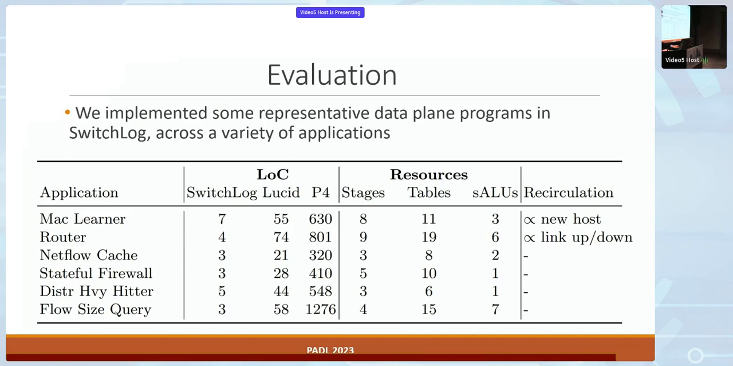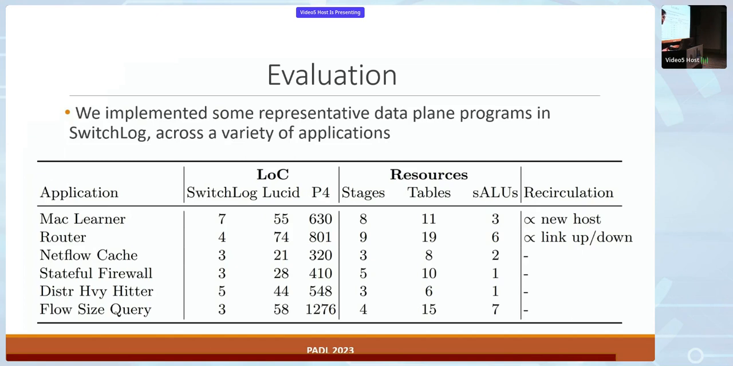And in terms of resource usage, we compile this to an Intel Tofino switch, which has 12 stages. So the SwitchLog programs are efficient enough in that they don't even use all the stages. And per stage, we use approximately 20% of the available resources.